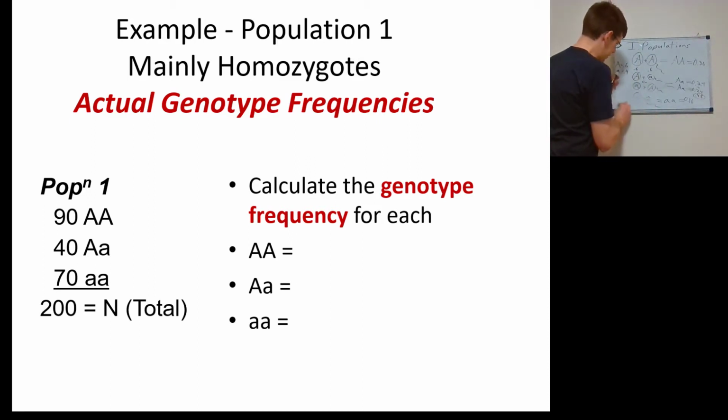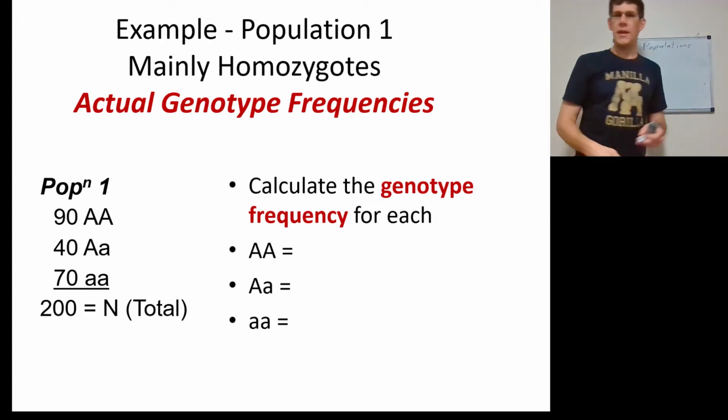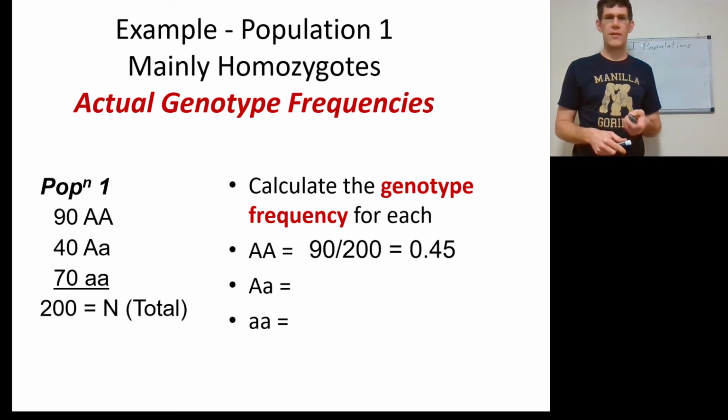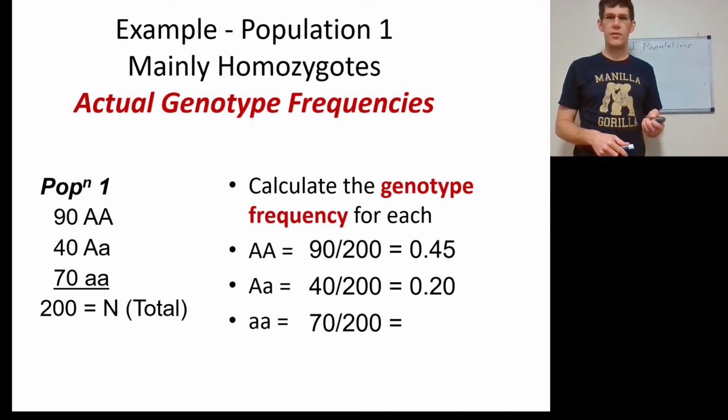If you had a population that is mainly homozygotes, you have 90 homozygous dominant, 70 homozygous recessive, and only 40 heterozygotes. Let's calculate the genotype frequency. So 90 divided by 200 is going to be 0.45. Your 40 divided by 200 is going to be 0.2. And your 70 divided by 200 is going to be 0.35. So you see the genotype frequencies in each of these.